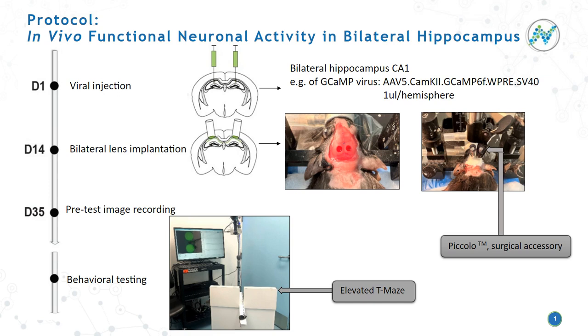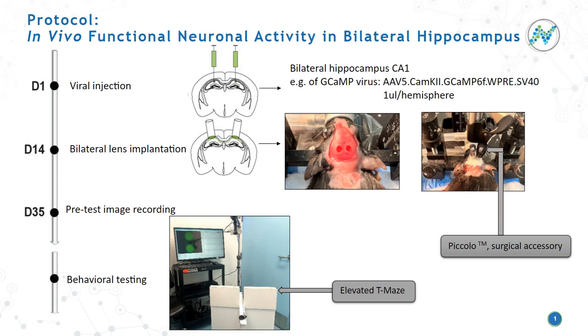Another thing we're showing here, if you can see it, is this surgical accessory we have developed, which is called the Piccolo, which helps with precise targeting of the brain region that you want to go to. It nicely holds the lens connector, and it allows you to do precise targeting.